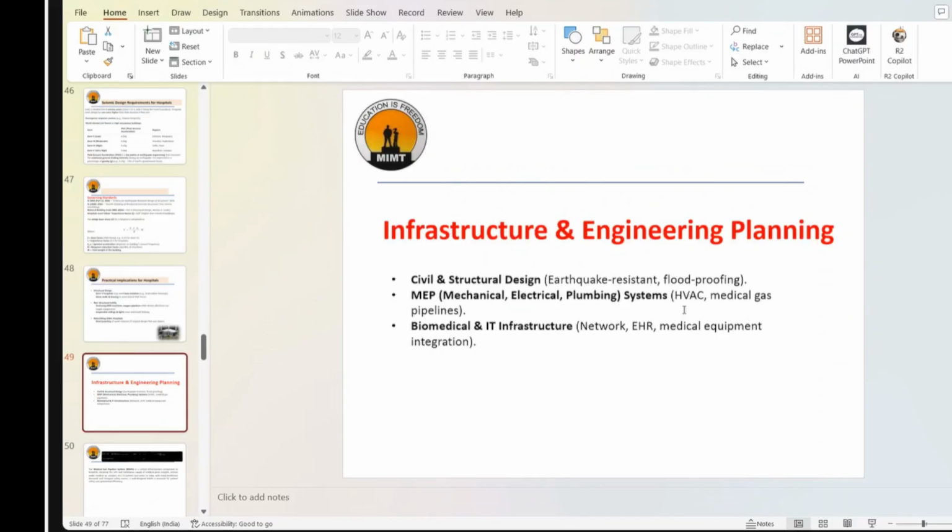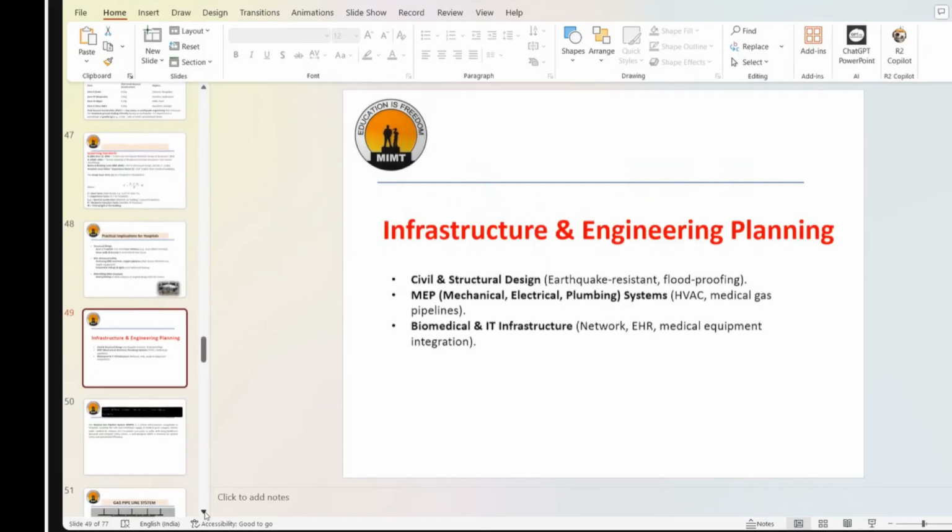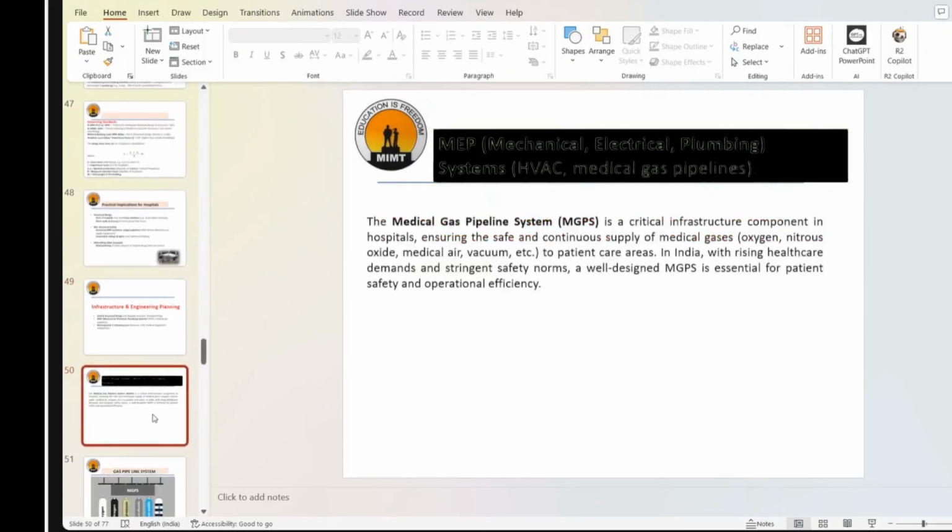So first we take earthquake resistant, that has been covered actually in the seismic part, how we can take care of that. And flood proofing, again, that will be dealt with in a later part. Today I will take the medical gas pipeline system, MGPS.